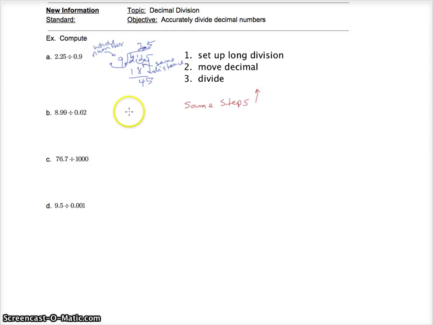So here I have 8.99 divided by 0.62. And I've got to move my decimal. I've got to make 0.62 a whole number, so I make it 62. I had to move it 2 spaces on the outside, so I'm going to move it 2 spaces on the inside. Now I can divide. 62 goes into 89 one time.